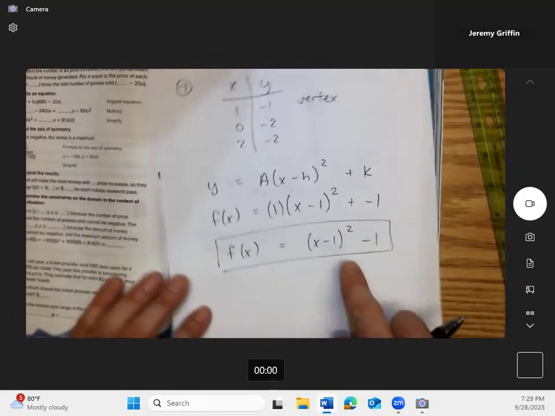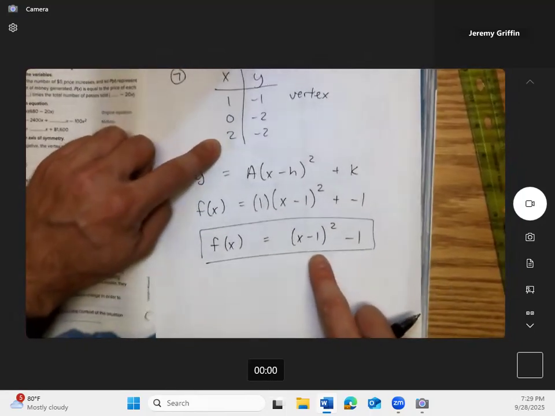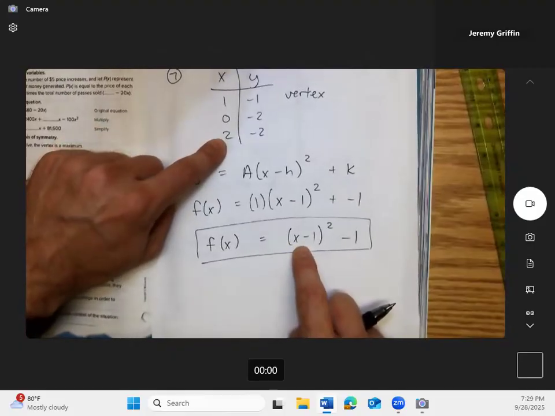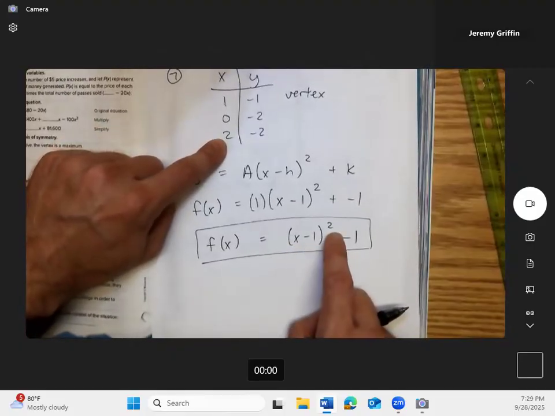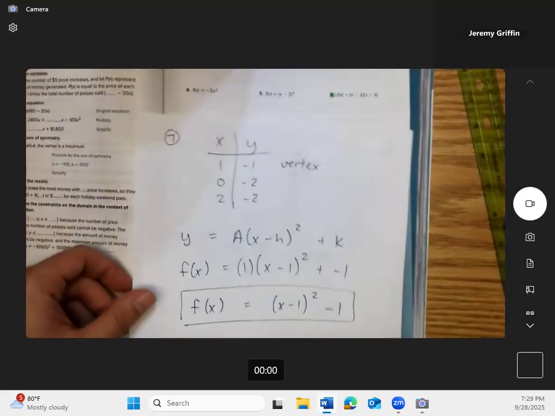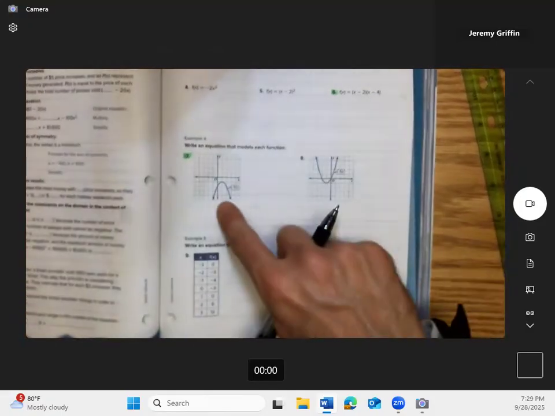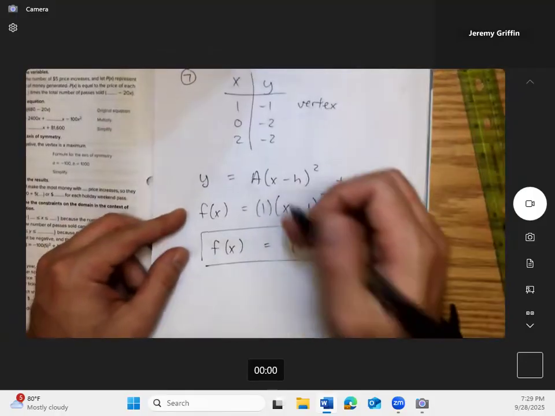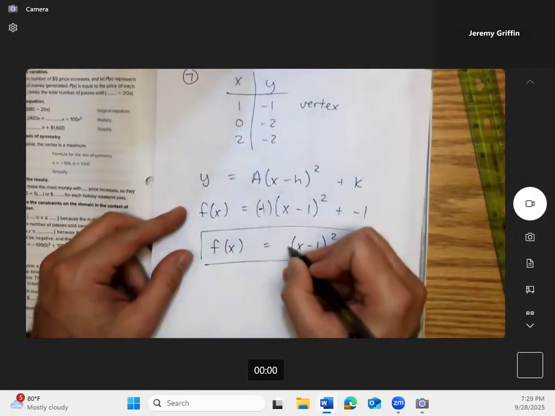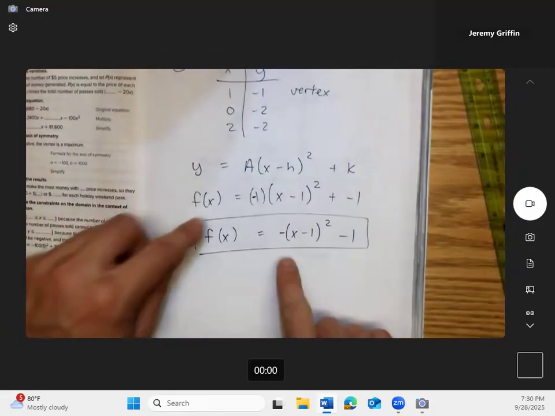Okay. Here, I can check a point. Let's check (2, -2), that should work, right? So if I put in 2 for x, 2 minus 1 is 1, squared is 1. Hold on a minute. No. I did miss one little detail. Guys, this is upside down. Oops. So a is something. a is -1. Oops. Okay, good thing I checked. Okay, so now it's fixed.